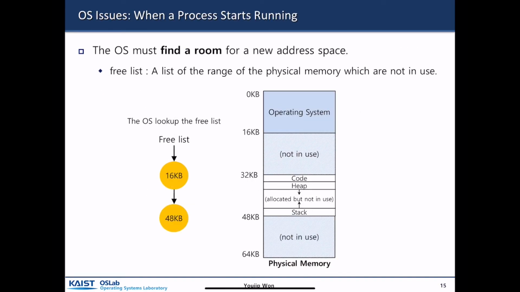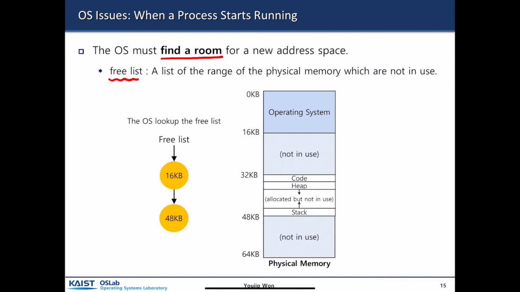So let me explain each of the three issues one by one. When a process starts, the operating system must find room for a new address space. The operating system has to maintain a list of free memory chunks.